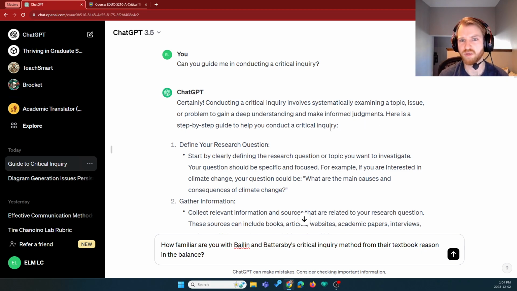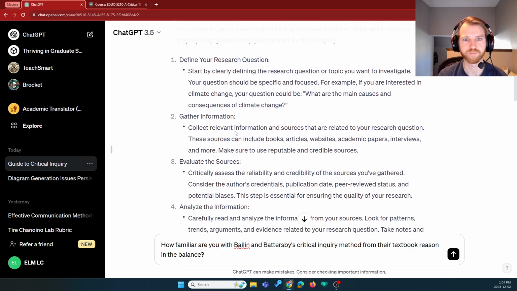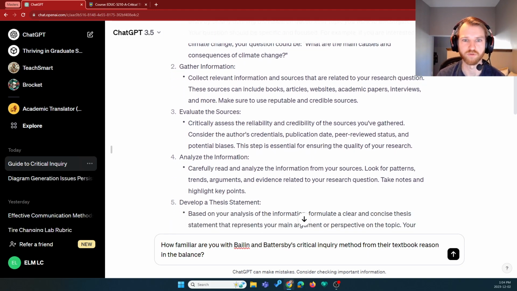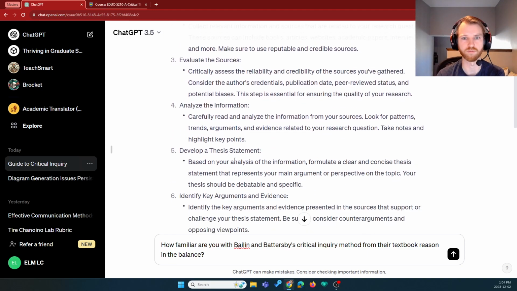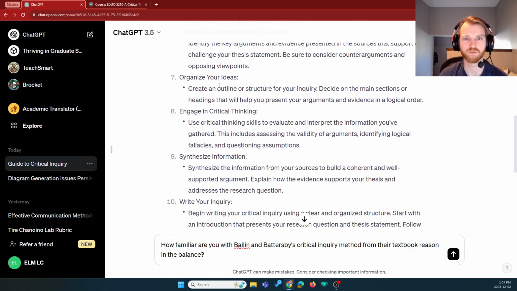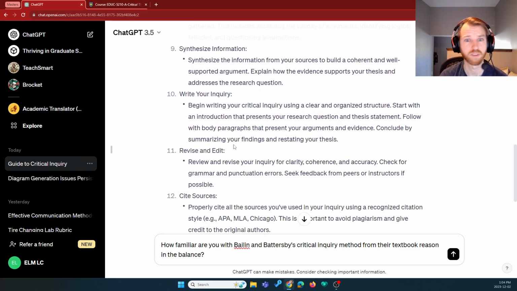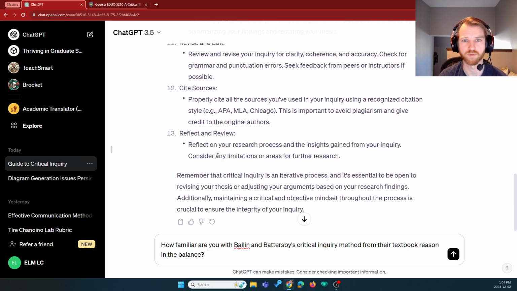And it gave me a step-by-step guide. This took about 30 seconds for it to come up with. It's fairly straightforward: defining the research question, gathering information, evaluating sources, analyzing the information, coming up with a thesis, identify key arguments and evidence, organize your ideas, engage in critical thinking, synthesize, write your inquiry, revise and edit, cite sources, reflect and review.